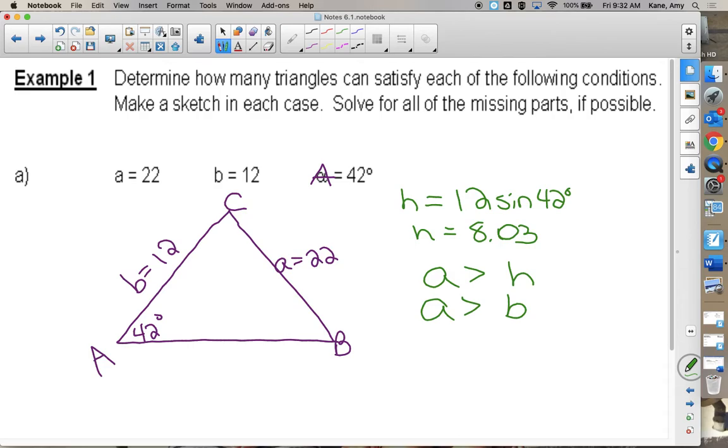So if you have those two conditions, how many triangles do you have? One. And then we would solve for the triangle. We're not going to, but we would then use the law of sine to solve. So let's look into the next one, letter B.